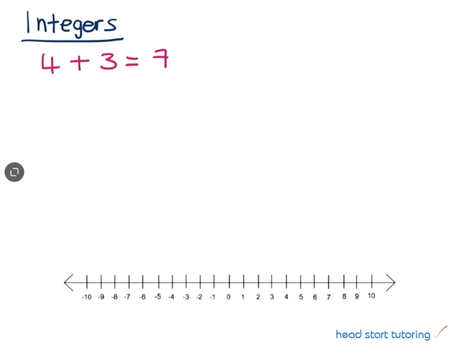Right, so what we need to remember with our integers is that when we do not see a sign in front of our number, we need to assume that there is an imaginary positive there. And it's the same here for our 7 in our answer. So positive 4 plus 3 gives us an answer of positive 7.